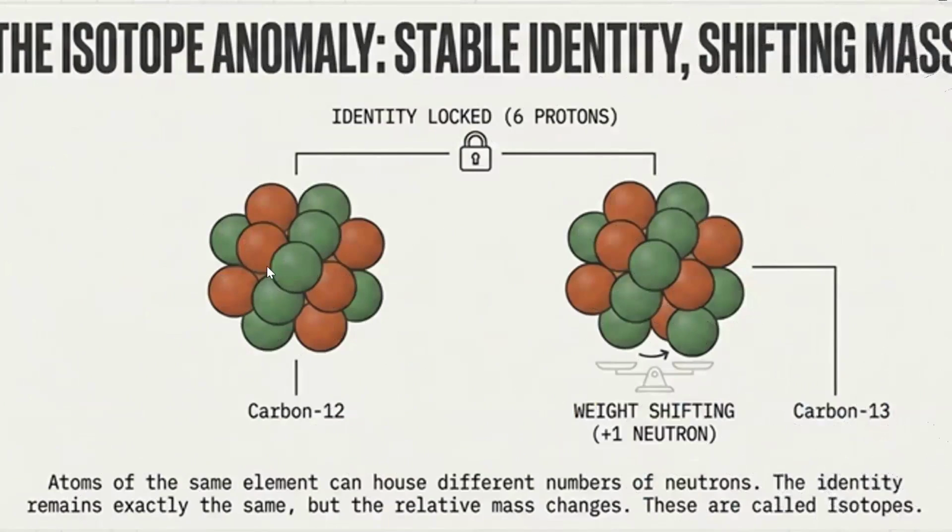Look at this. 6 protons, but 6 neutrons in the case of carbon-12 and 7 neutrons in the case of carbon-13. These are called isotopes. So atoms of the same element can house different numbers of neutrons and the identity remains exactly the same. This one is carbon and this one is carbon, but the relative mass changes. These are called isotopes.